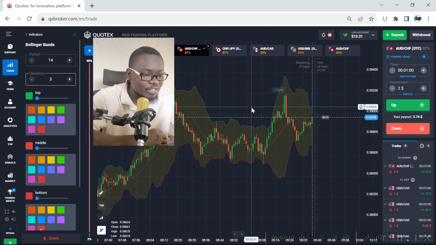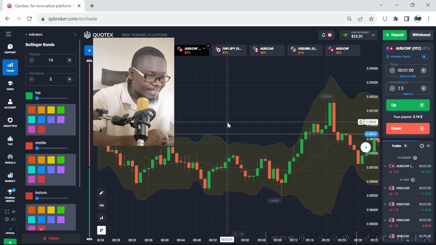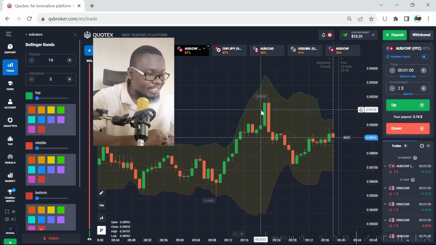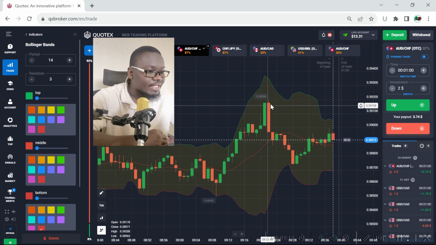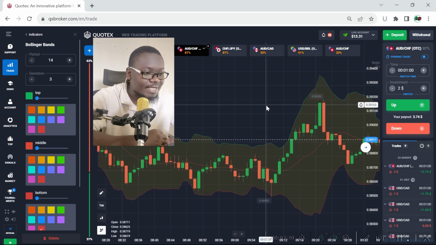For example, if you look at this point here, you see that there is an expansion, and prior to that expansion, we had sort of a shrink. And if you look at that shrink, it shows that there was an indecision in the market. The market was moving sideways before it broke out and started moving upwards. So there is a chance that it might continue moving upwards for longer, and that is where you should be targeting with your trades. Otherwise, you can still trade on these levels here.